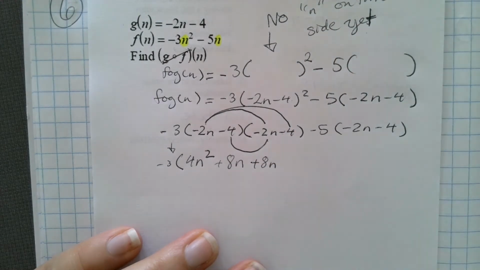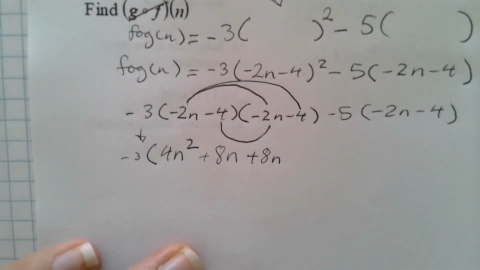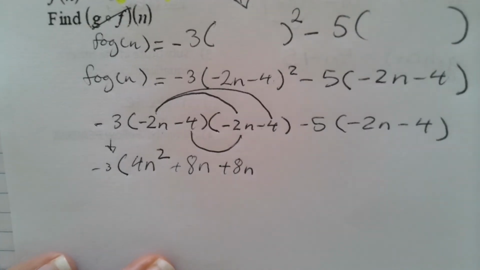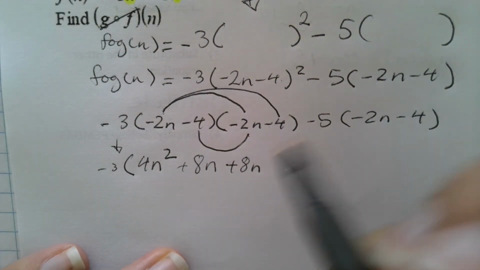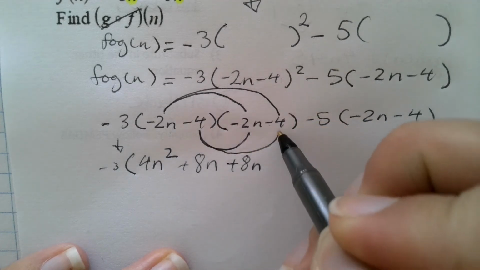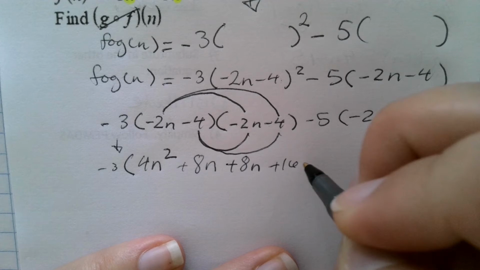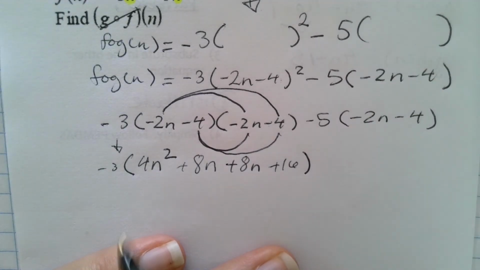Okay, I see a couple kids squinting, so I'm just going to zoom in a little bit. I'll try to make it a little bigger. Okay. -4 times -4 is? Perfect. Now don't forget, close the parenthesis because we still got to multiply this to it.